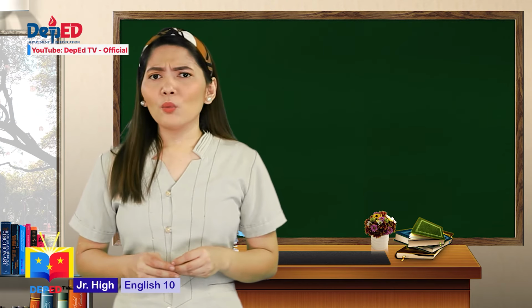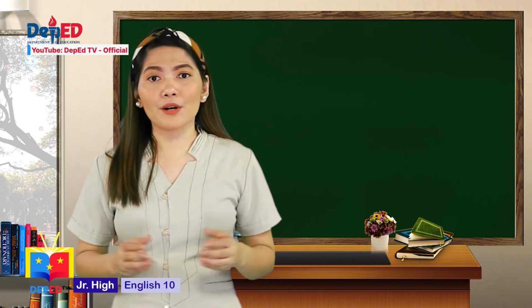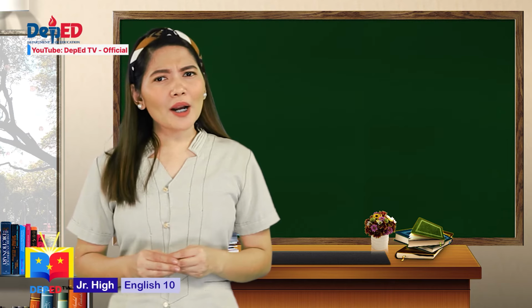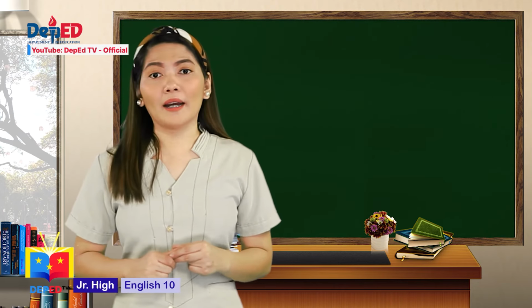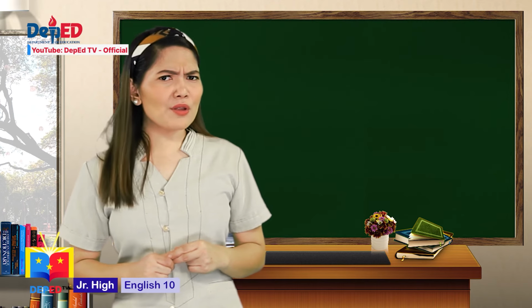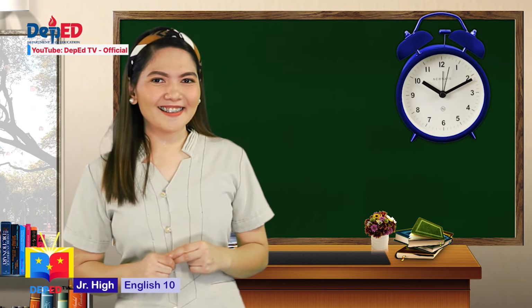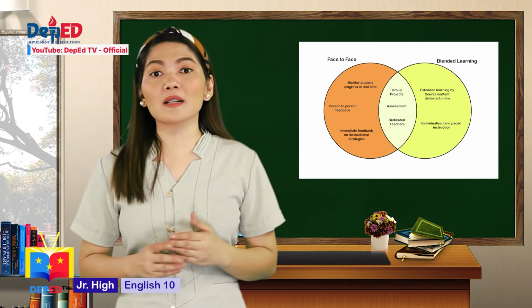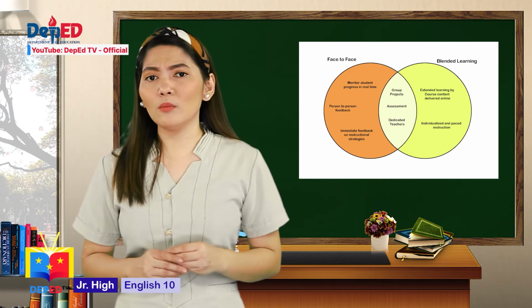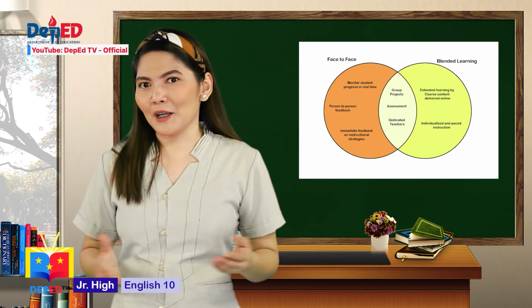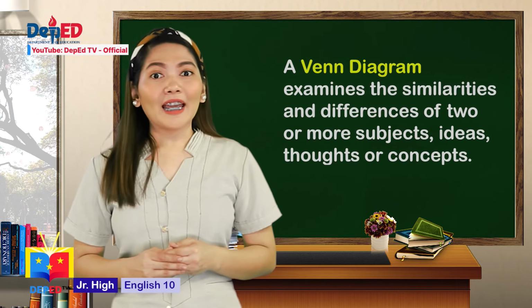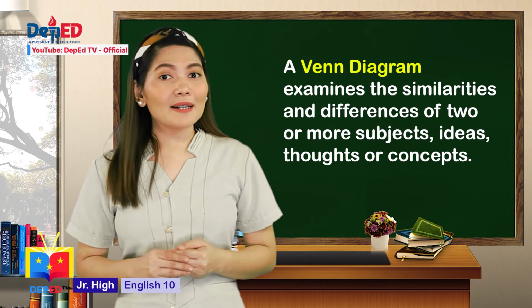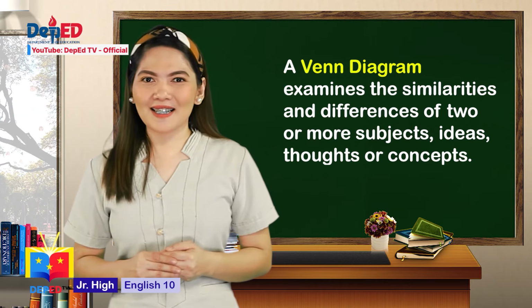Number 2. What about Rose Ann, a loving mother who wants to determine the best learning modality for her child? She tries to compare and contrast online with modular learning. What do you think? Since Rose Ann tries to compare and contrast online with modular learning, we could suggest to her to use a Venn diagram. Remember, a Venn diagram examines the similarities and differences of two or more subjects, ideas, thoughts, or concepts.